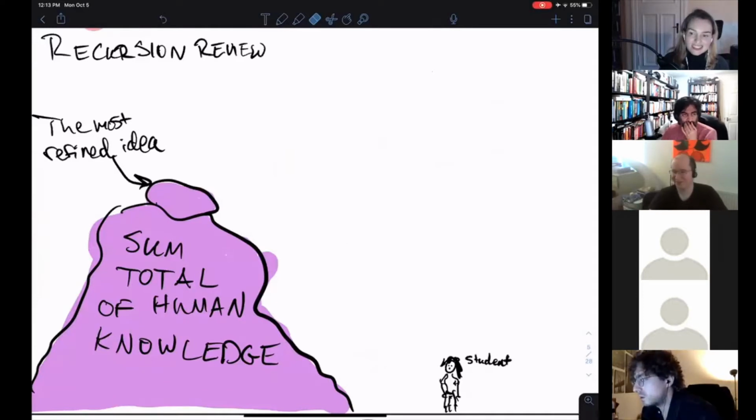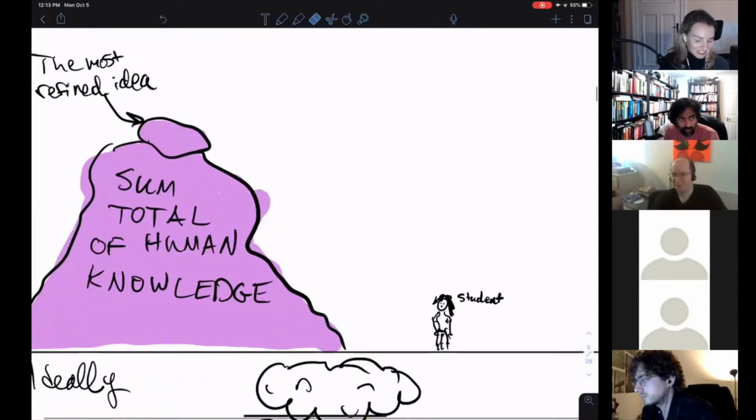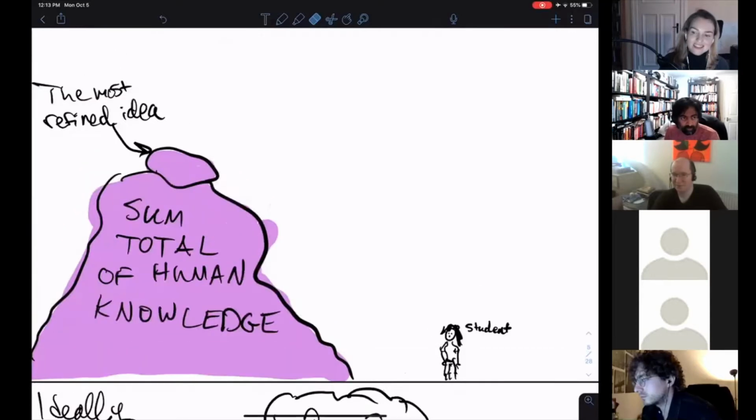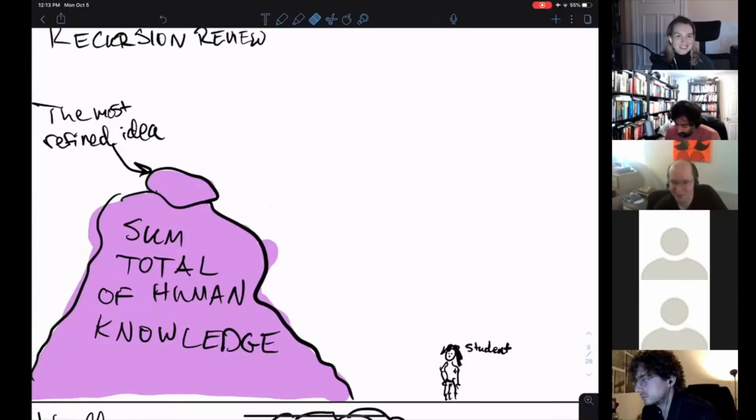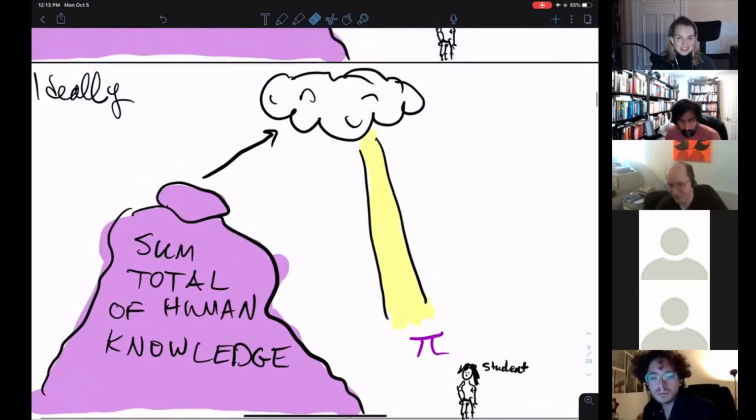This is to motivate recursion. Think about, you're a student and you want to learn a very refined idea, but that refined idea is built on, say, the sum total of human knowledge, and so it's not really reasonable for you to reread all this yourself. That would be too hard. It would take too long. So the ideal situation would be we can call up some god, and they would compress down the sum total of human knowledge into some little proof whenever we need it on demand, and we could just hand that to the student.